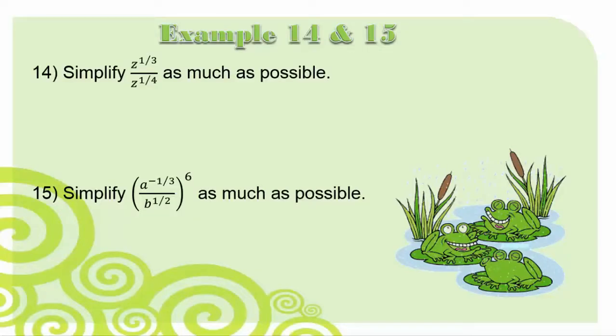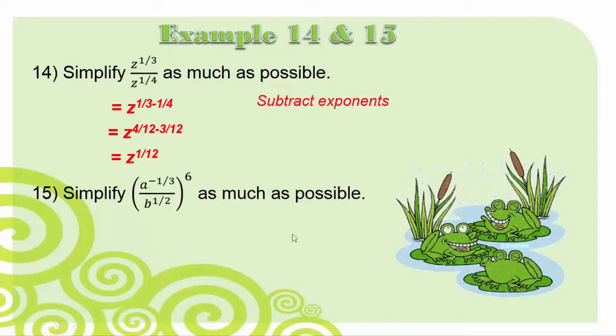Reviewing what we just did in example number 14, we had to subtract the exponents because that was our quotient rule, but again, we have to do it with fractions, so we have to subtract the fractions, which means we had to find the lowest common denominator, which was 12, and by subtracting, we got 1 over 12 in the exponent. So our final answer was z to the 1/12th power.